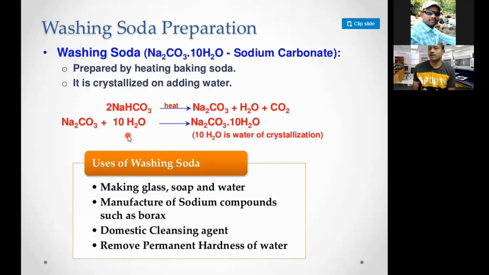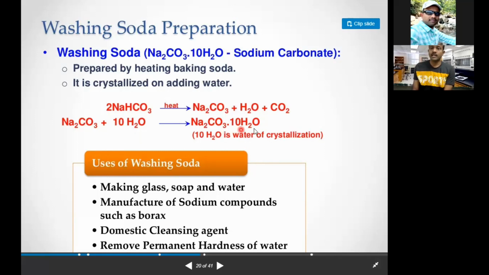You keep this sodium carbonate for some time in the atmosphere. Then this sodium carbonate will absorb water molecules from the atmosphere. How many water molecules will it absorb? 10 moles of water molecules, and form sodium carbonate 10H2O. So this 10H2O is the water of crystallization. Na2CO3 dot 10H2O is the formula for washing soda.